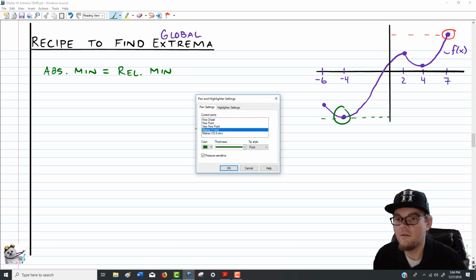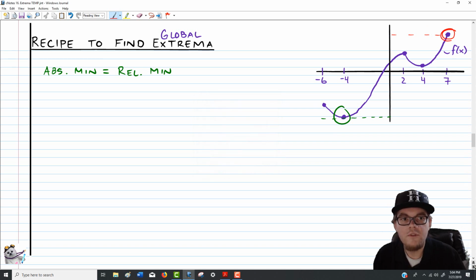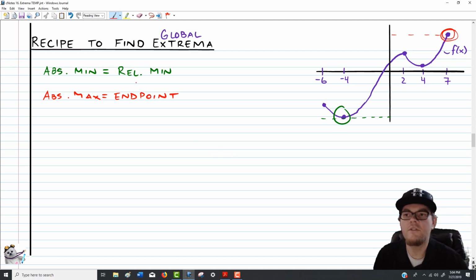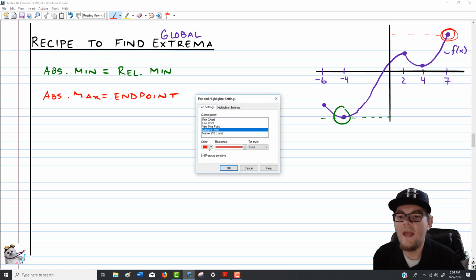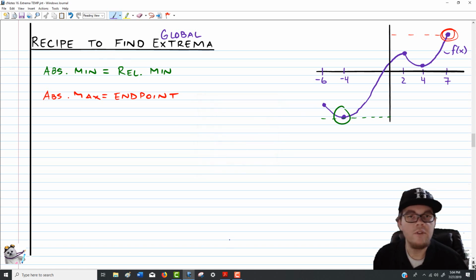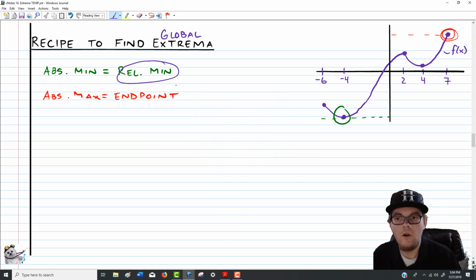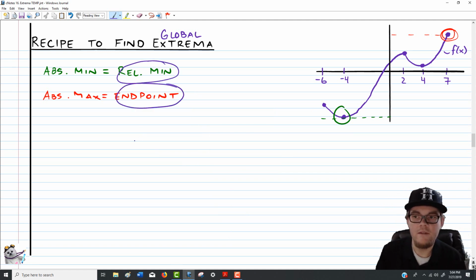On the flip side, if we look over on the other side, our absolute maximum in this particular example is not at a relative maximum, but it's at an endpoint. So truthfully, what we're seeing is that there are two different ways that we can end up with an absolute or global extremum. We could be at a relative extremum, or we could simply be at an endpoint.